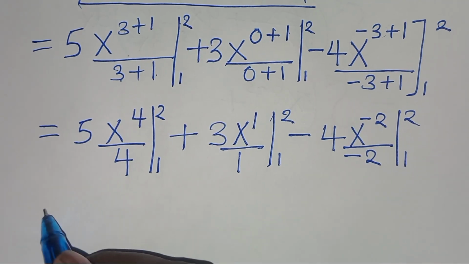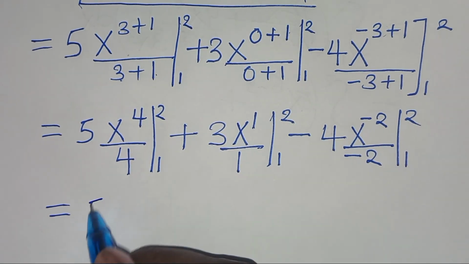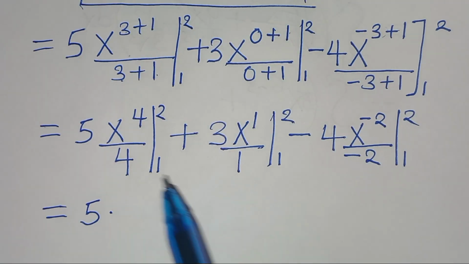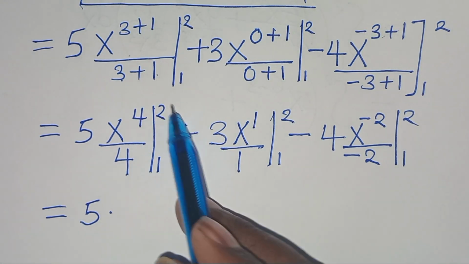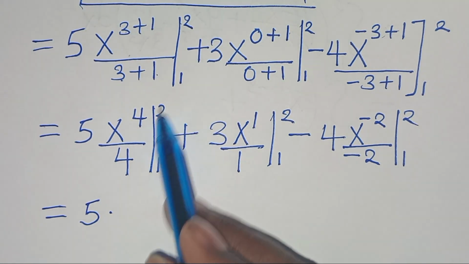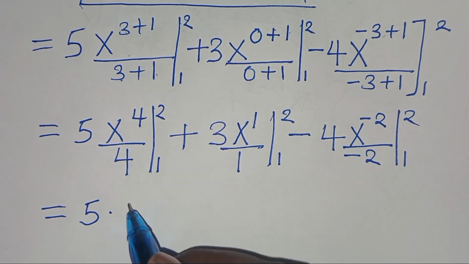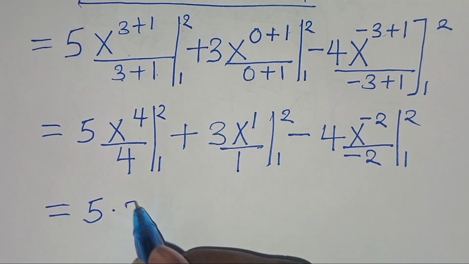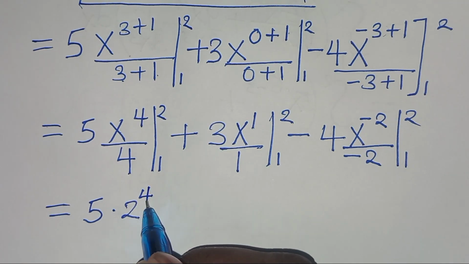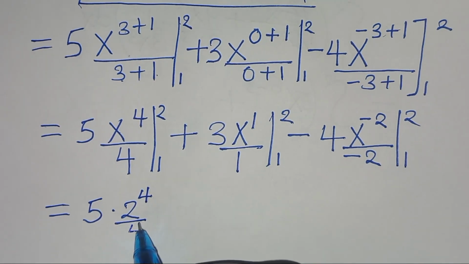Another thing here, we have 5 multiplied by. Now let's substitute the limits here. So we first fix the upper limit. The upper limit is 2 and the lower limit is 1. So we have x to power 4, that is 2 to power 4 over 4.